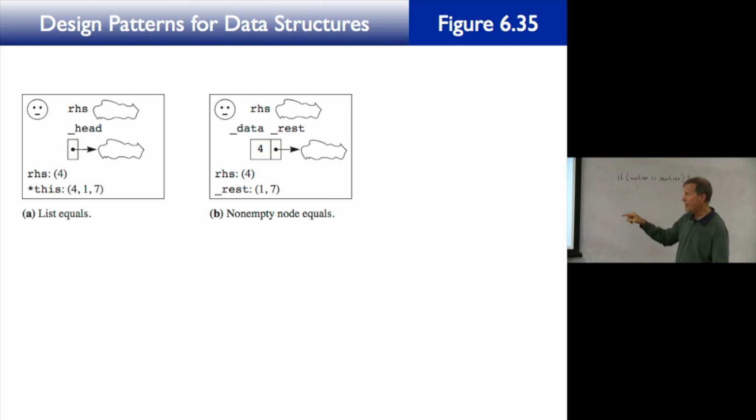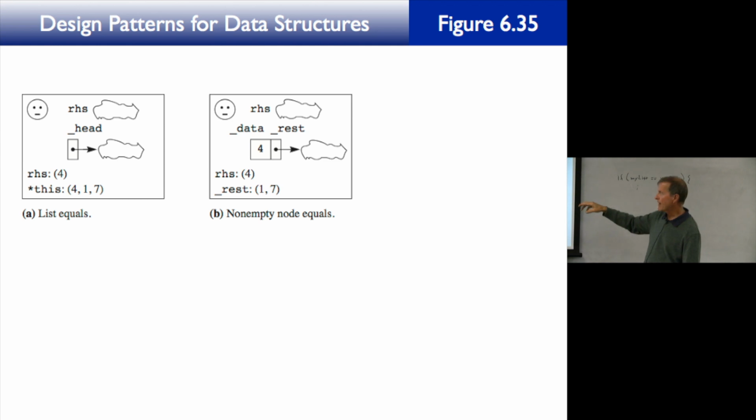It'll call the non-empty node equals. And what will it pass to the non-empty node equals? It will pass along what? Yeah, the parameter will be right hand side, and when it calls it, the environment of the non-empty node will be 4, and its underscore rest will be the 1 and the 7. Does everybody see how that works? Okay, so you have to come up with the code to do that. I haven't shown you the code here because that's the assignment.